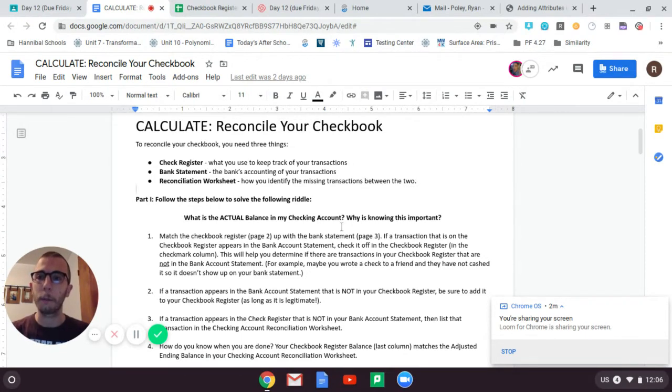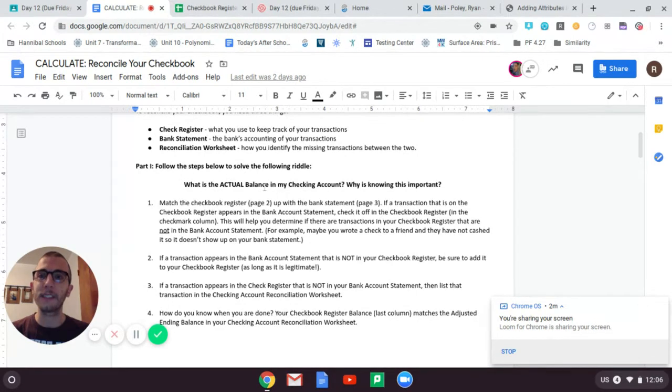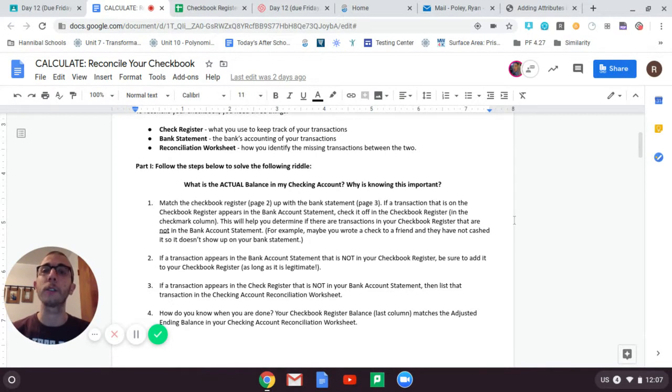Okay, so for part 1, we're going to follow these steps to solve this riddle. What is the actual balance in my checking account? And why is knowing this important? Okay, so I'm going to read through and walk through these steps with you guys, and hopefully that will help teach you how to do it and understand the importance of doing so.